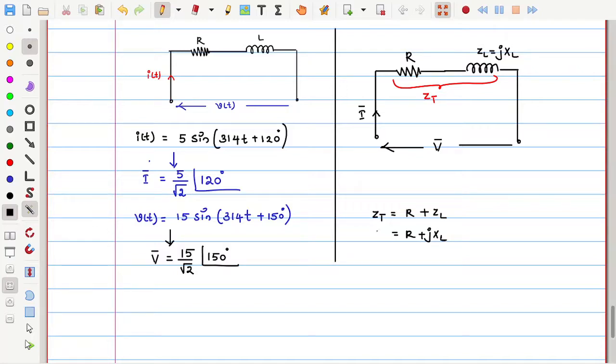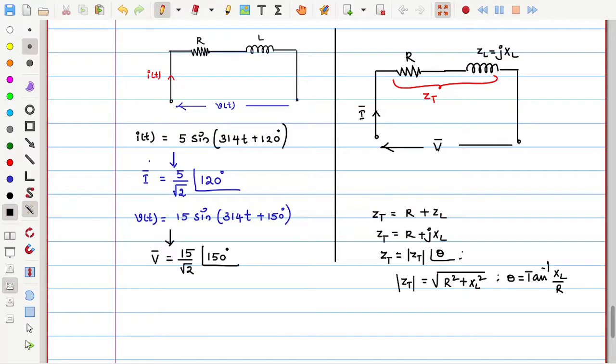So let me keep it as it is here, and if you want, you can make this into magnitude form, mod ZT at an angle theta, where mod ZT is equal to square root of R square plus XL square. How much is theta? Tan inverse of XL by R. This is ZT.